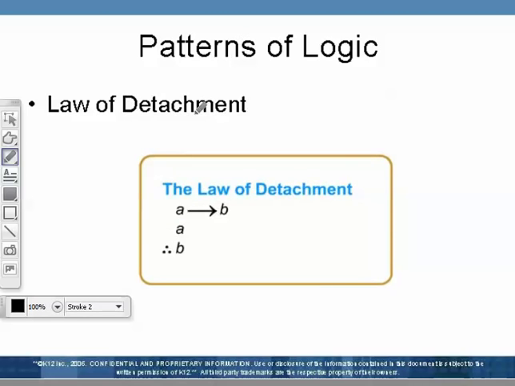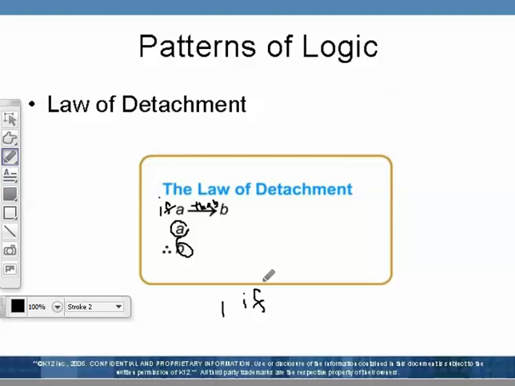The other law that we use for a valid argument is the law of detachment. And in this one, there is only one if-then statement. It says, if A, then B. Okay? If A, then B. We know A is true, therefore B must be true. That's all it's saying. Now you can tell these two apart because this one has one if statement. Okay? The other one had three if statements.